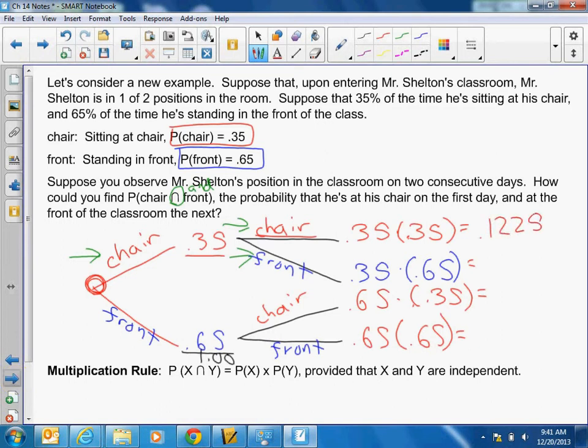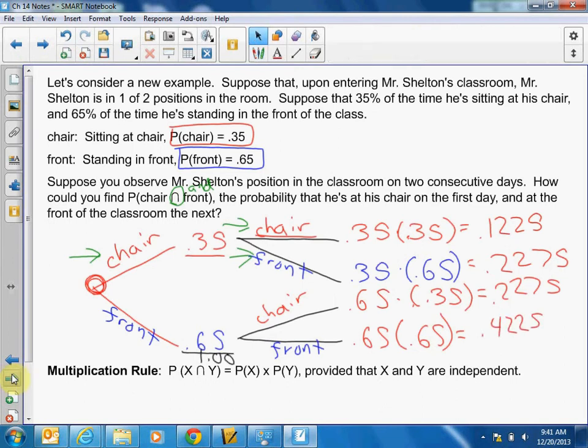0.1225. 0.35 times 0.65 is equal to 0.2275. 0.65 times 0.35, same as what we had in the line above, 0.2275, and 0.65 squared is 0.4225. Again, we have covered all the possibilities in this new sample space.